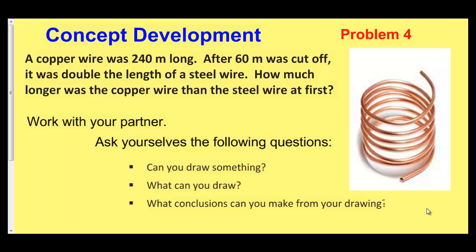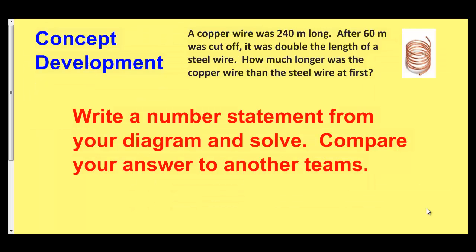So the first thing I want you to do is think, can you draw something? This will help to alleviate the confusion. So think about how long the copper wire is. And then think about how long it was after 60 meters was cut off. And that tells you that after the 60 meters was cut off, it was double the length of the steel wire. So I want to know how much longer was the copper wire than the steel wire at first. So if you think you can figure it out, go ahead and draw your tape diagram. And then if you've figured out how to draw your tape diagram, I want you to write your number sentence or your number statement and solve it.